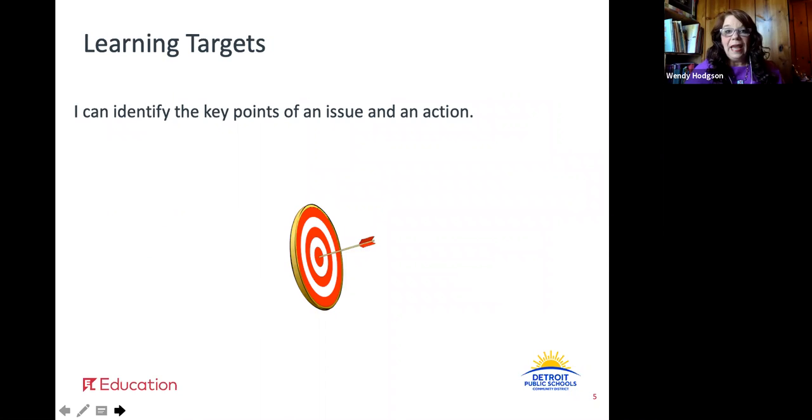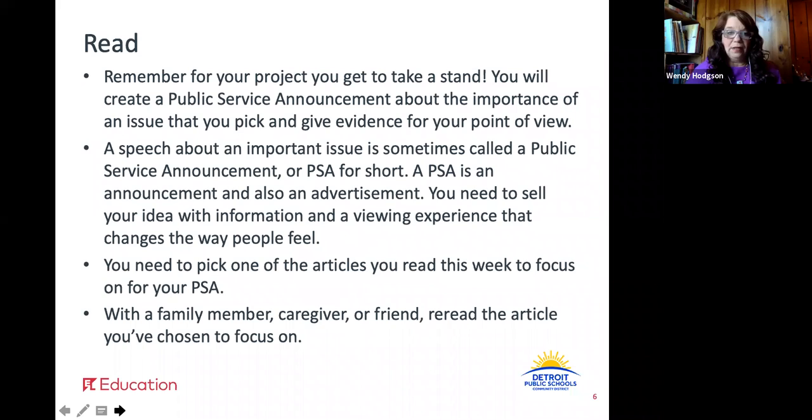All right, so today our learning target is I can identify the key points of an issue and an action. So we're going to dig very deeply around your chosen article and where you want to go with this particular project. There's a little bit more on this screen, as I already mentioned, and we're really working on a project that is called a public service announcement. And it's going to hold an issue that you choose. You're picking this, and you're going to use evidence from articles, an article probably, and your own point of view. A speech about an important issue is sometimes called a public service announcement.